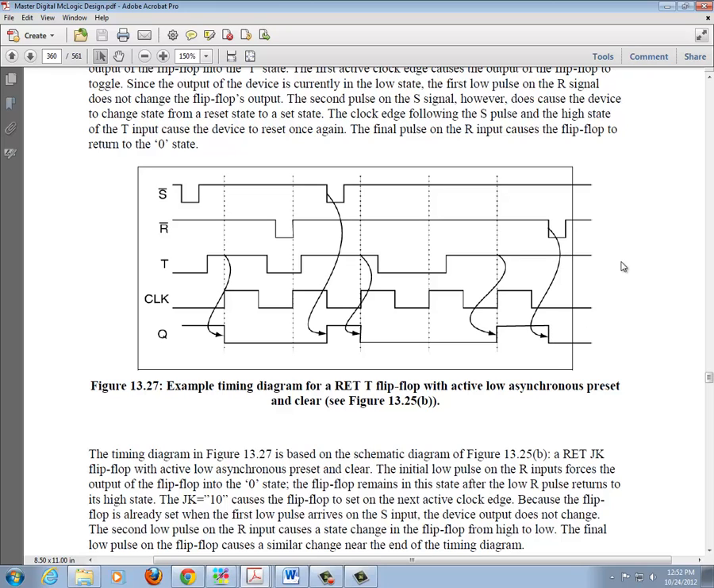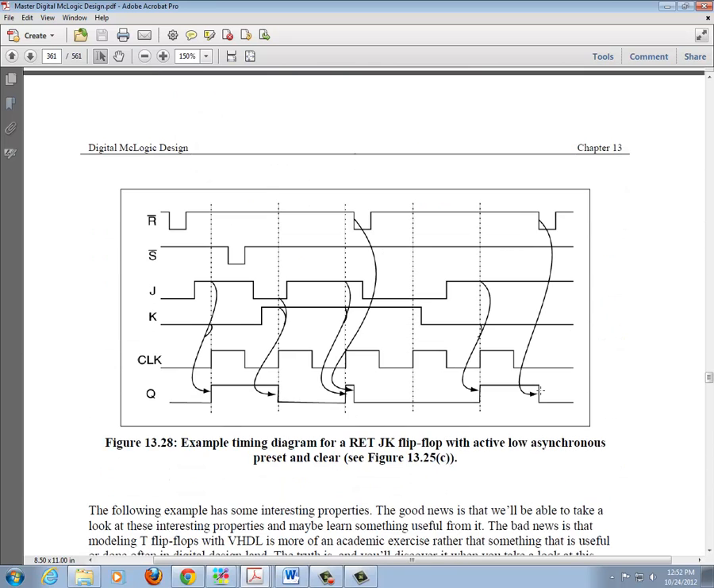Move along to the next edge, which is not on the screen, so there you go. There's an example timing diagram for a rising edge triggered T flip-flop with active low, asynchronous, preset, and clear. Alright, so one more. Here we go with the JK.